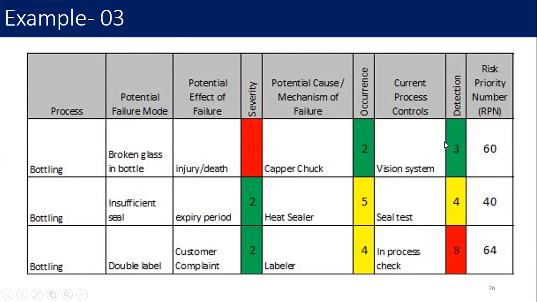Detection is very good here. Somewhat good, not higher. If it is higher, it is bad. Here you can see it is 3, it's good. Then 10 multiplied by 2, 20 into 3, 60.